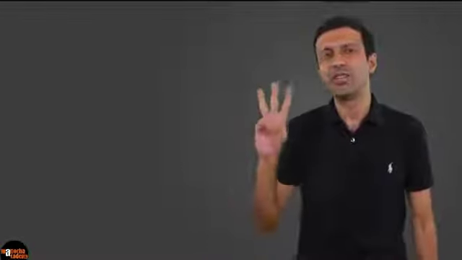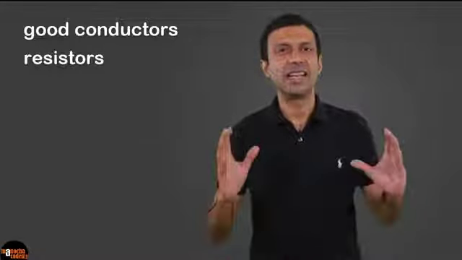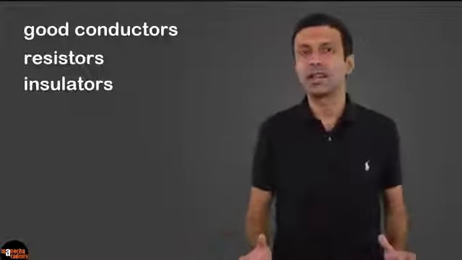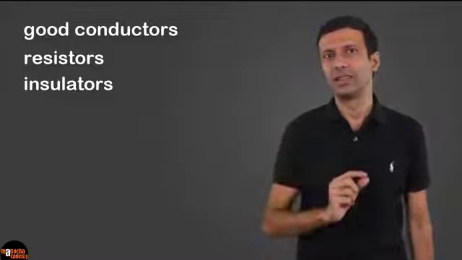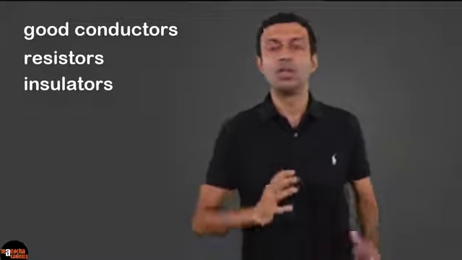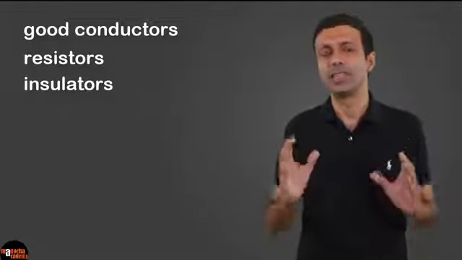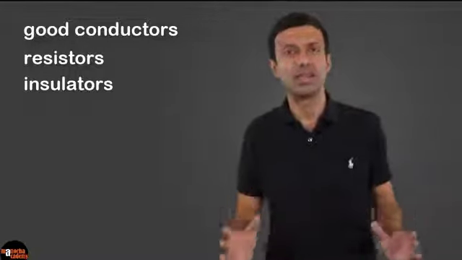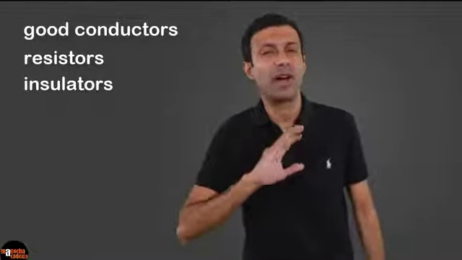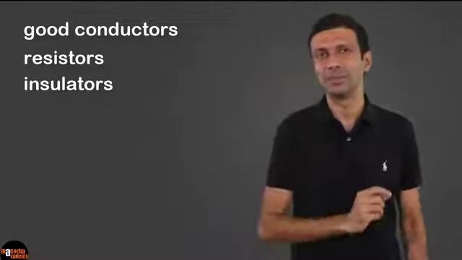Based on the concept of electrical resistance, all the substances can be divided into 3 categories: good conductors, resistors, and insulators. Good conductors have very low resistance. They allow electric current to flow through easily. Those substances which have comparatively higher resistance are called resistors. And those substances which have a very high resistance are called bad conductors or insulators.